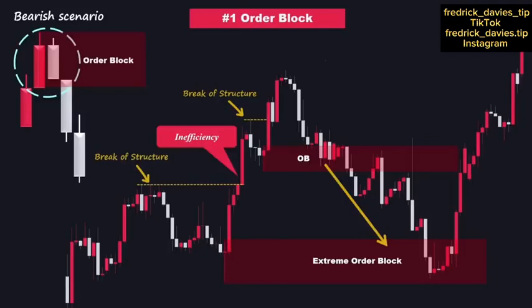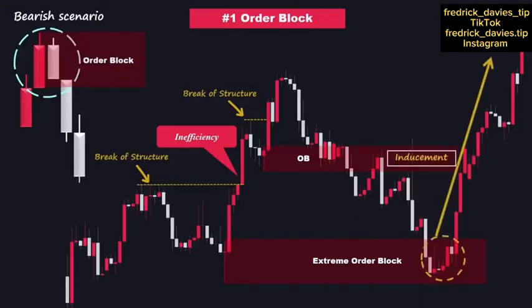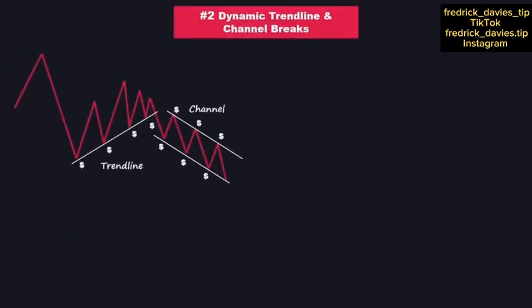After successfully sweeping the liquidity, the price used the upper zones as inducement levels. It then reversed direction from the extreme order block and exhibited a strong upward movement, continuing the bullish trend with significant momentum. Number 2 is dynamic trendline and channel breaks.